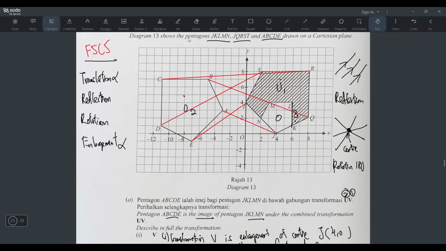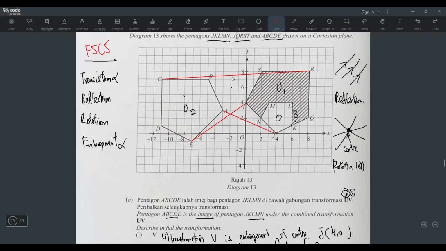So I will erase the rest of the lines. Actually, you can leave them there also can lah, but I will just erase them. So I'll just leave these two lines. Now it's time to perform the perpendicular bisector. Okay, perpendicular bisector, if you use a compass, you know compass, right?